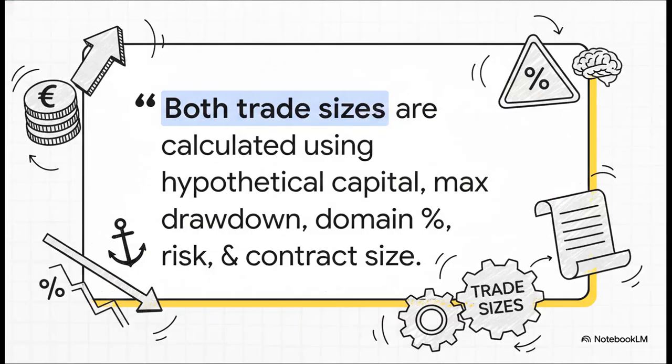Now, the source material gives us a mandatory statement that explains exactly how these parameters are used, and I'm going to read it for you word for word. Both trade sizes are calculated using the hypothetical capital, the investor's maximum allowed drawdown, the third triangle domain percentage, the risk coefficient, and the contract size.